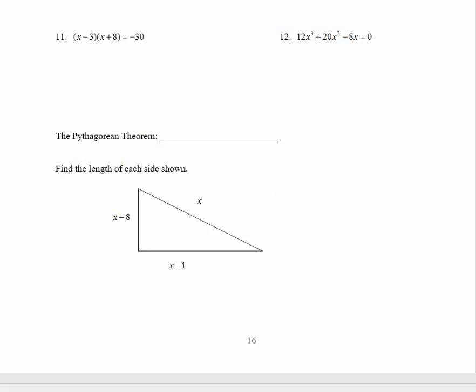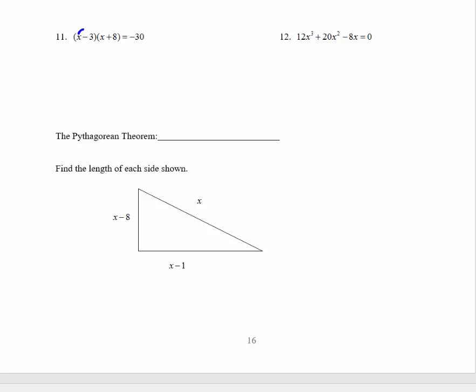Number 11. Parentheses x minus 3 times x plus 8 equals negative 30. Again, this looks like it's factored, which is really nice, but the problem is it doesn't equal 0. It equals negative 30. So we're going to have to multiply that all out, bring over the negative 30, and go ahead and start factoring.